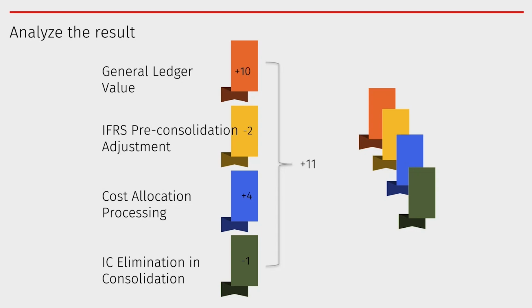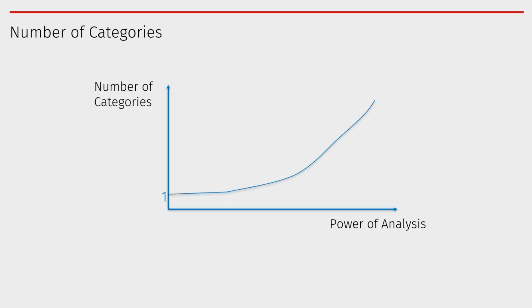Now with this, it gives you the power to analyze. When I look at the final number, 11, I know exactly it comes from 4 different categories and what adjustment has been done. If I want to look at a report with just maybe 3 types of categories, excluding, let's say, cost allocation, then I can easily pinpoint the categories and get my amount in the reporting. Essentially, the more categories you use, the more power of analysis you can leverage here.